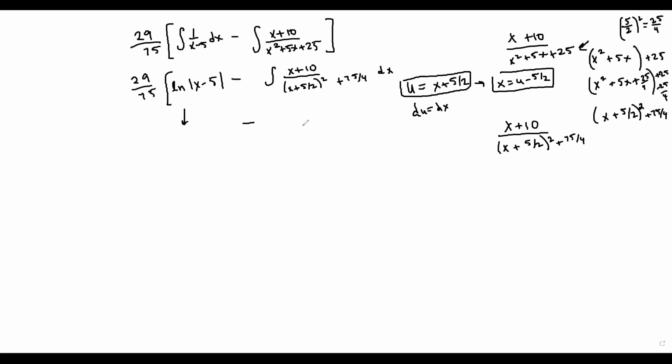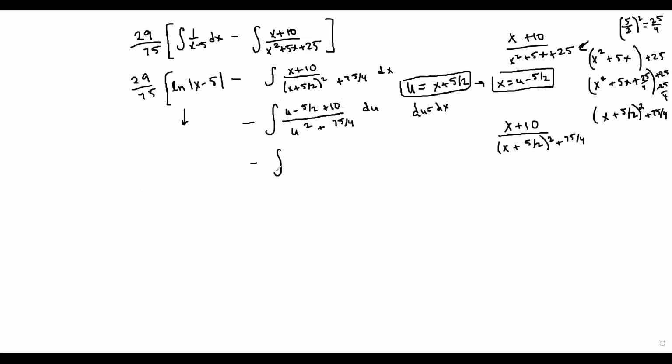Okay, once we're done with what we have going on here, instead of x plus 10, I'm going to substitute in what u is in terms of x. So instead of the integral of x plus 10, I'm going to insert u minus 5 halves plus 10. And in the denominator, I'm going to say this is u squared plus, it's still a little rough, it's still 75 over 4. There's not really too much we can do about that. But the good news is that dx is just du. I don't have to make any compensations for that.